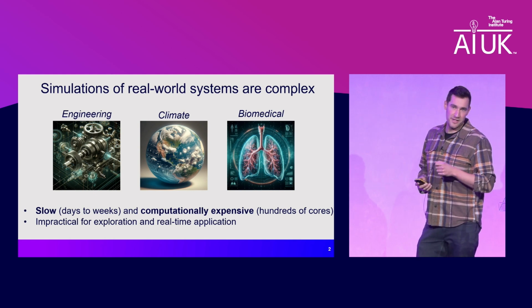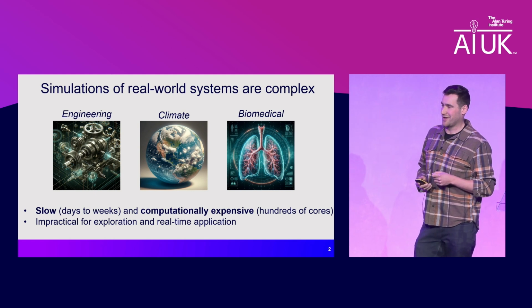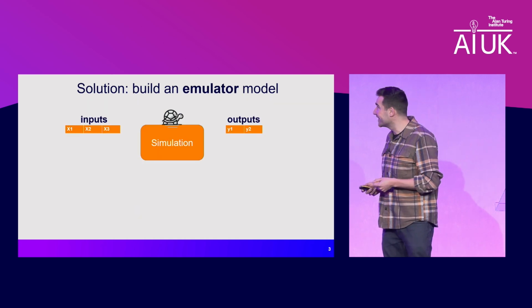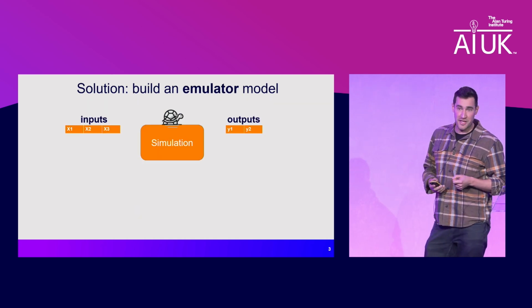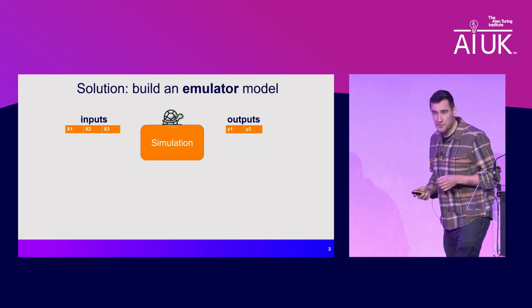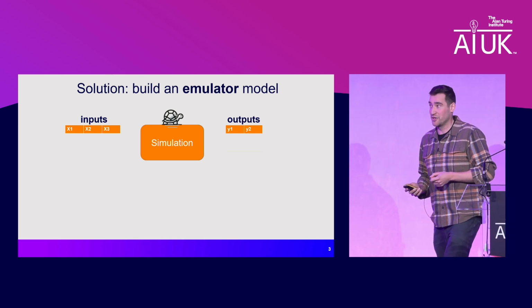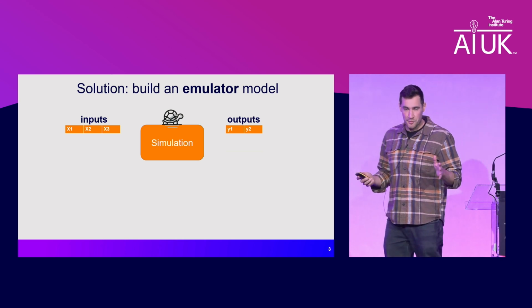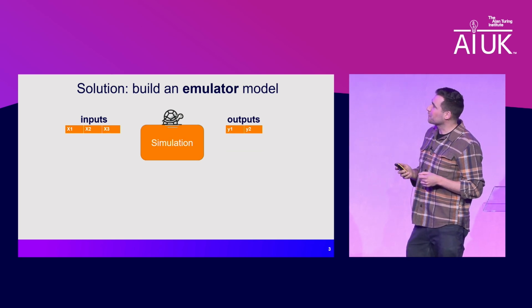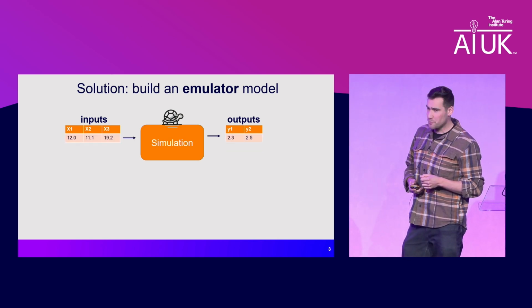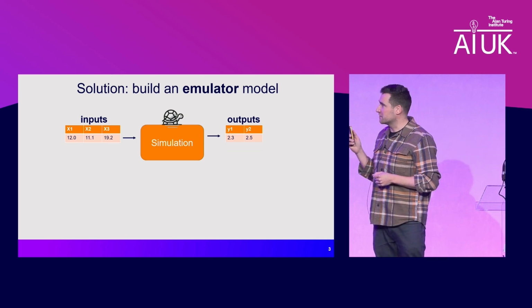But there's a solution to the problem, and that's, of course, machine learning. In our case, it's actually more specific. It's to build an emulator model. For those of you who haven't heard about emulator models yet, the idea is actually very simple. You've got the original slow simulation, indicated by the tortoise, and you give it some inputs, you get some outputs. This is a slow process.